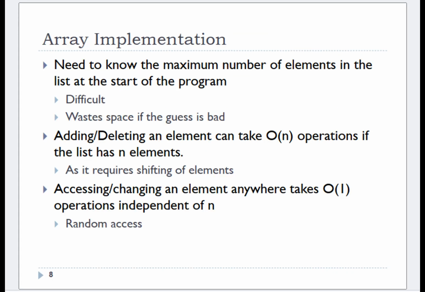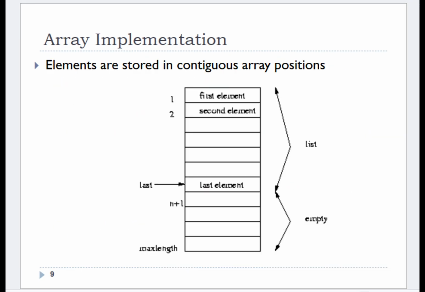7. Array implementation. Need to know the maximum number of elements in the list at the start of the program, which is difficult, and wastes space if the guess is bad. Adding or deleting an element can take n operations if the list has n elements, as it requires shifting of elements. Accessing or changing an element anywhere takes 1 operation, independent of n. Random access. Elements are stored in contiguous array positions.